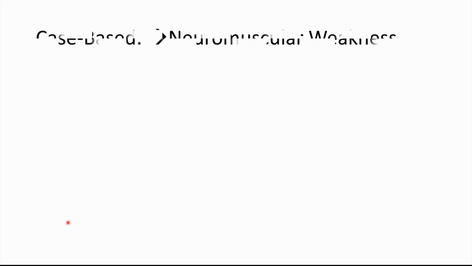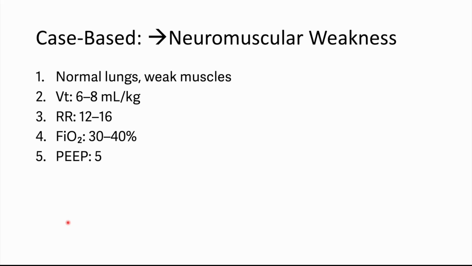For neuromuscular weakness, it is usually the normal lungs, just weak muscles. The tidal volume is around 6 to 8 ml per kg. Respiratory rate around 12 to 16 breaths per minute. FiO₂ you can keep it low, around 30 to 40 percent. Then PEEP around 5 centimeter water.